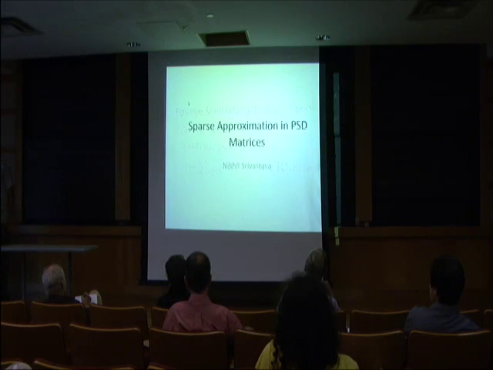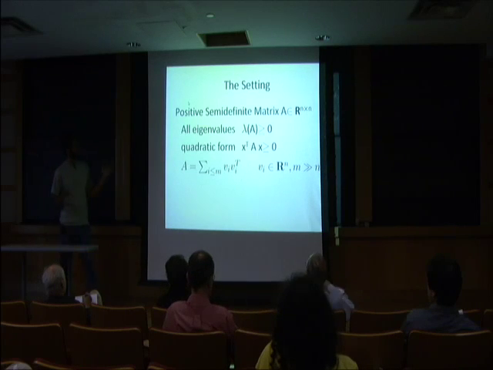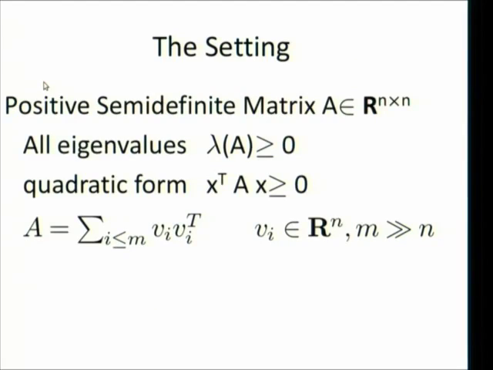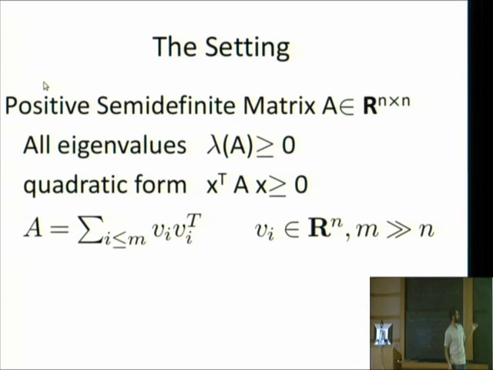So this is the setting. The basic object of study is a positive semidefinite matrix A. This is an n by n symmetric matrix, and there are several equivalent ways to define it. One is that all the eigenvalues are non-negative. Equivalently, the quadratic form x transpose Ax is always non-negative.